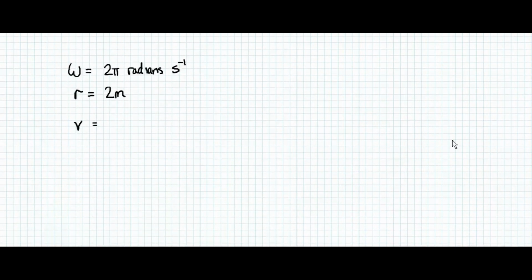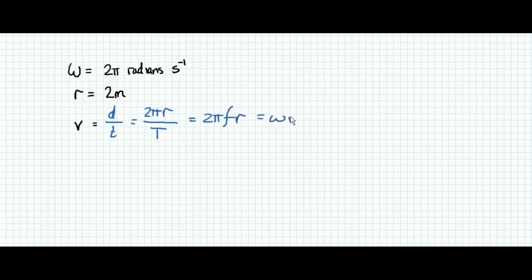And finally, let's imagine that we've got our angular frequency and our radius, and we want to know the speed of a body that's orbiting with that angular frequency and at that radius. Well, remember, speed is distance over time. And the distance that the particle has moved is 2 pi r, the circumference of a circle, and the time it's taken to move that distance is the time period. And the reciprocal of time period is the frequency. And of course 2 pi f is equal to omega. So I can multiply together the angular frequency, that's 2 pi, with the radius, that's 2. And that gives me 4 pi, or 12.57 meters per second.